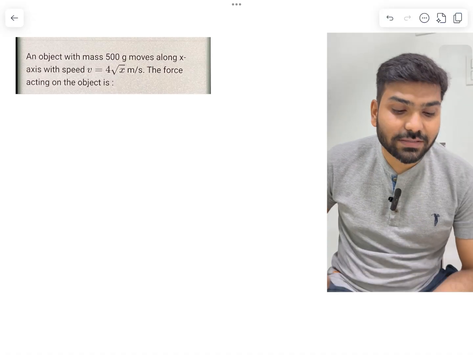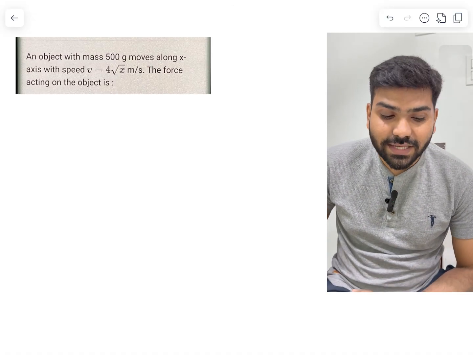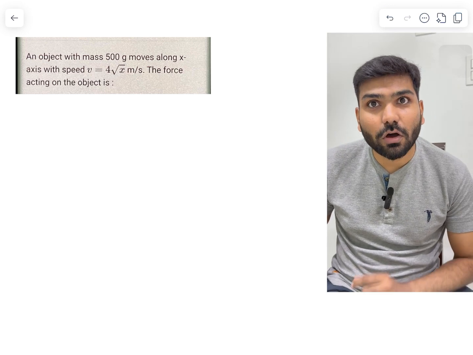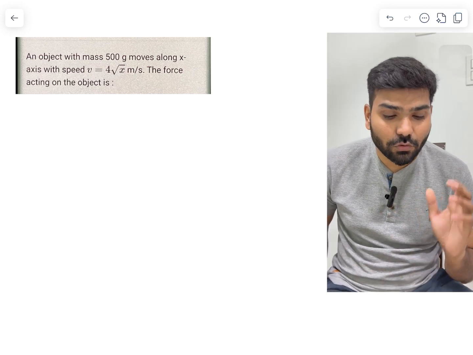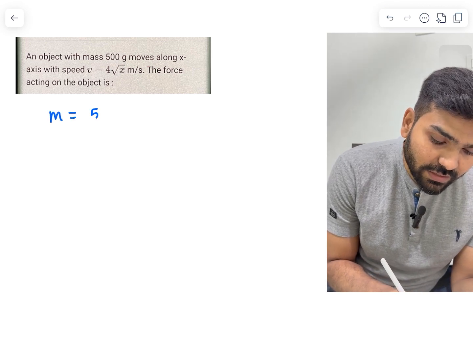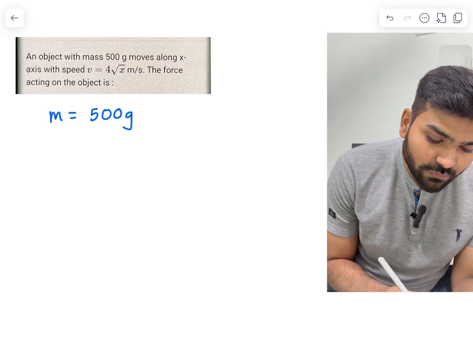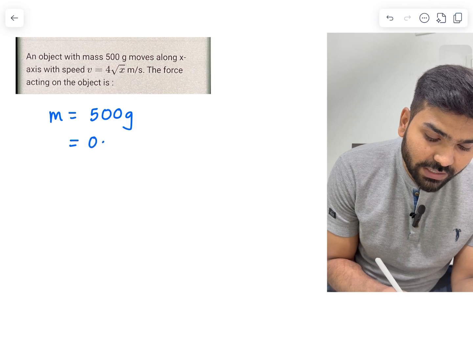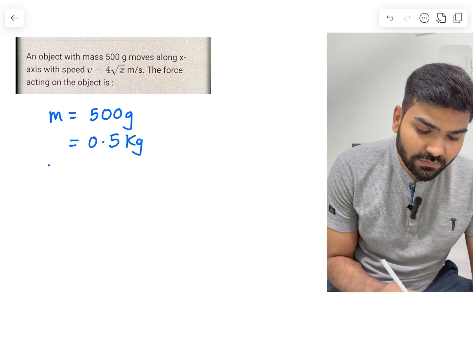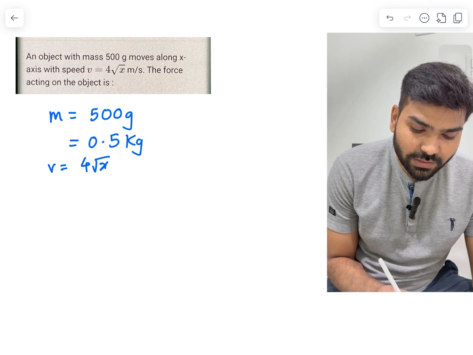An object with mass 500 grams moves along x-axis with a speed v equals to 4 root x meter per second. The force acting on the object. So we have to find what is the force acting. So the mass of the object is given as 500 grams. Now if we convert this into SI unit, we have to divide this by 1000, which gives 0.5 kg. The velocity is given as 4 root x meter per second.